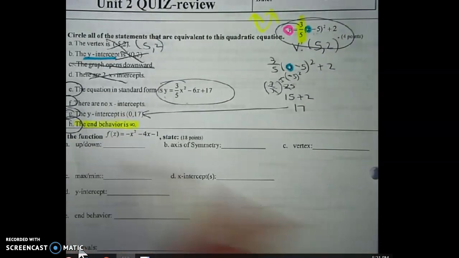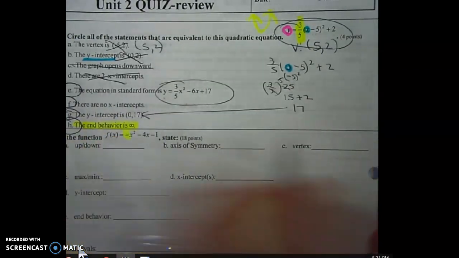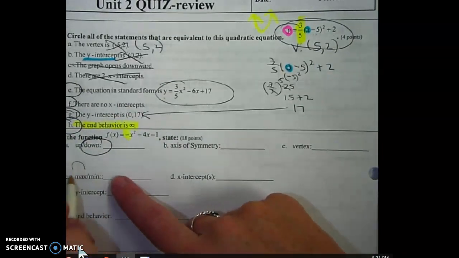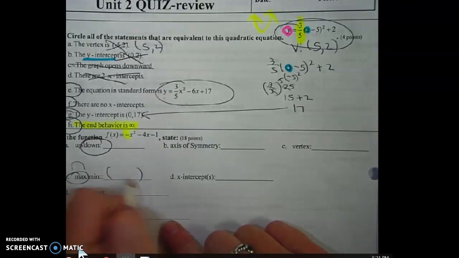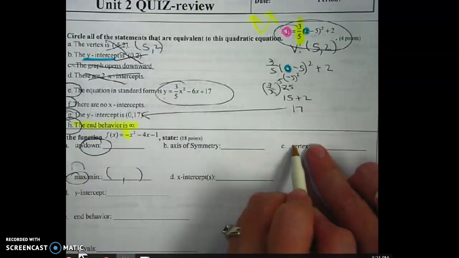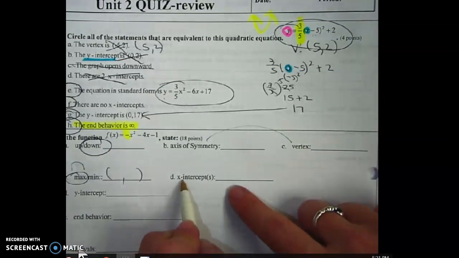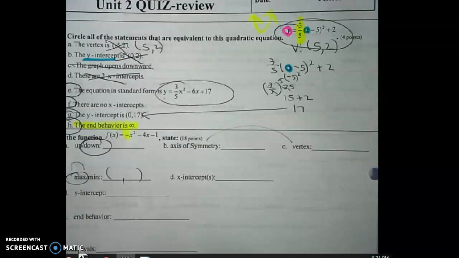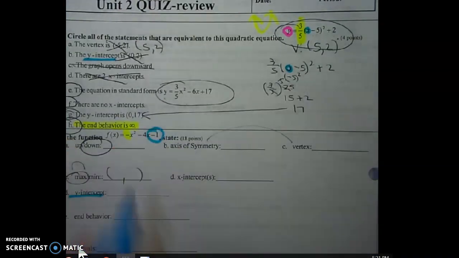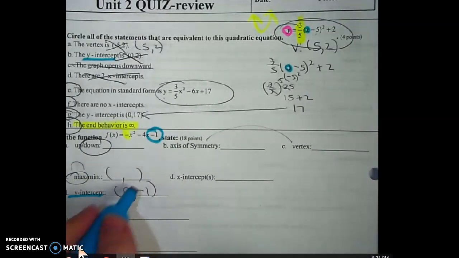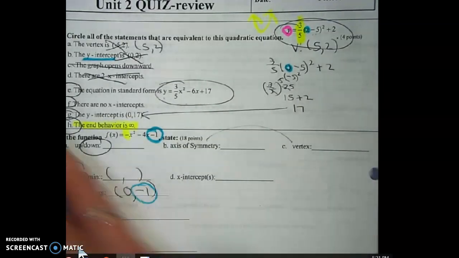All right, so let's look. This is negative. That means it's going down. And then I know that if it's going down, it's a max. And then I actually have to state the vertex. So it's going to be related to that. The x-intercept is a little bit of a workout. I feel like the y-intercept is the easiest right now. So I'm just going to do that, which is 0, negative 1. That's the y value.